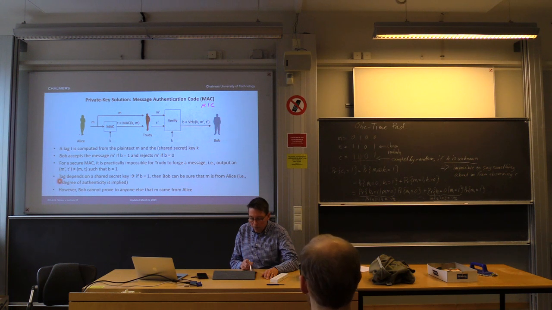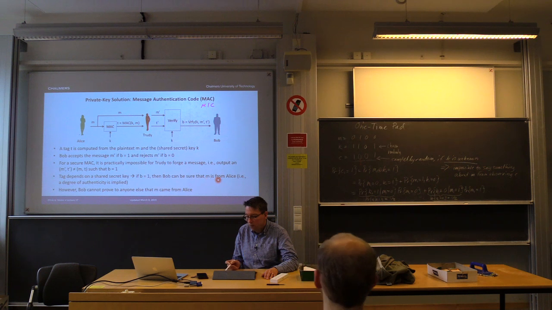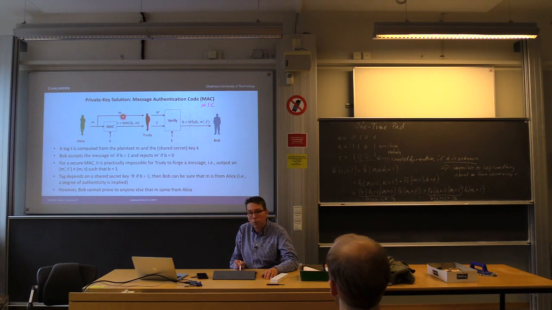So the key to how this works has to do with the shared key. The tag depends on the shared secret key. So if B is equal to 1, then Bob knows that M comes from Alice. A side effect of this is that if B is equal to 1, Bob can be sure that M prime is equal to M, and he can also be sure that M came from Alice because only Alice knows K. So there is a level of authenticity here also.